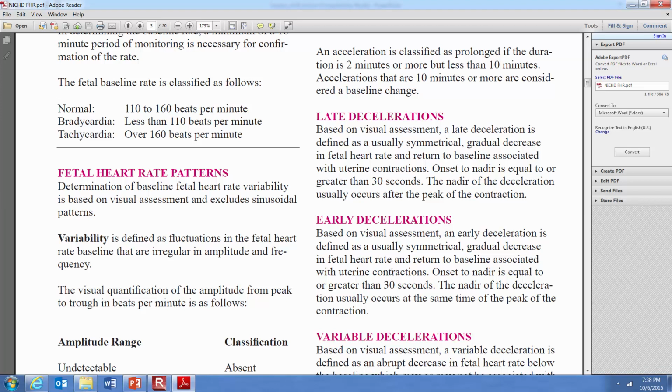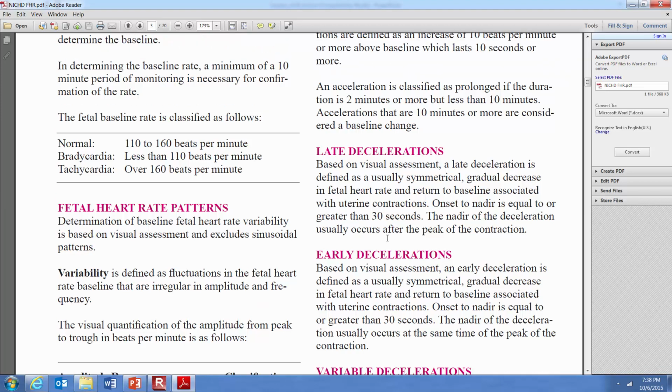All right? Now, a late deceleration. Late decelerations are bad, bad, bad, bad juju. Late decelerations tell us that there is a uteroplacental insufficiency. What's that mean? That means that there's poor blood flow to the placenta, and or there's poor gas exchange from the maternal side to the baby side. Therefore, the baby isn't getting good oxygen. Okay?